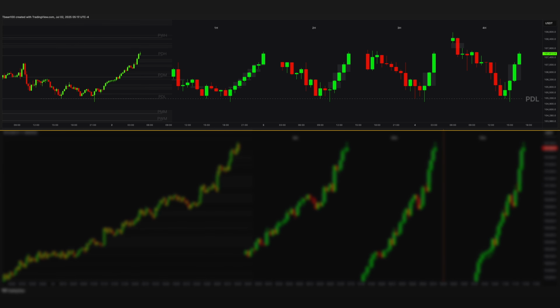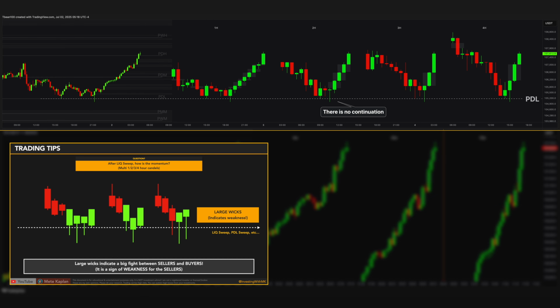As you notice, price sweeps the PDL, the previous day low, the institutional level. Then watch what happens. Price rejects the area with large wicks. You can see it in all the time frames with hourly charts. There is no continuation. This is the first sign of weakness in the trend.